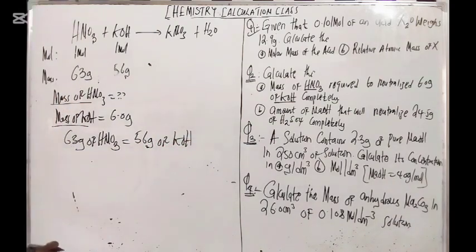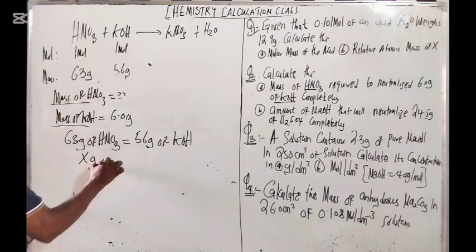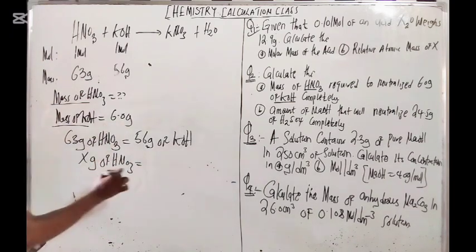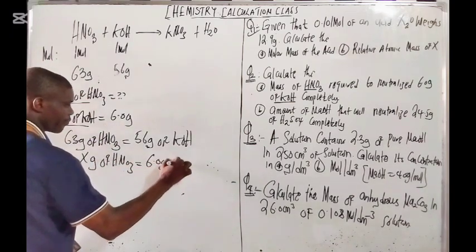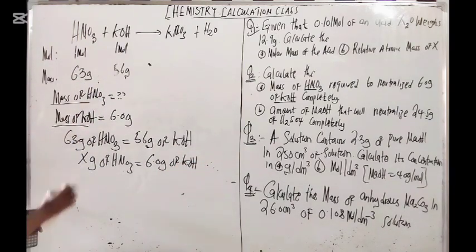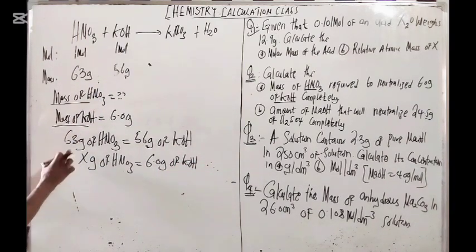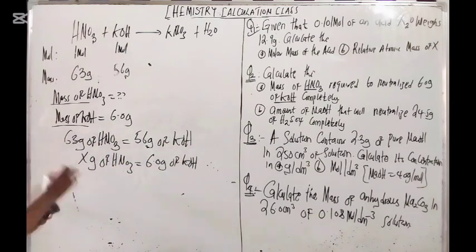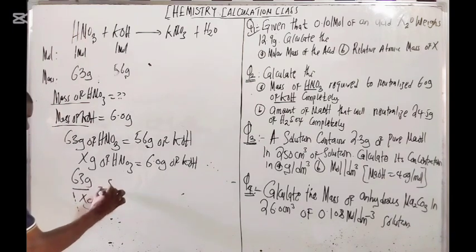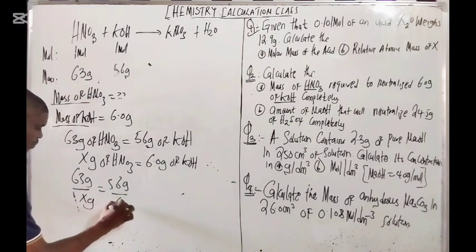They're asking us to look for the mass of HNO3. So here would be S gram of HNO3 equals to what they gave us, 6.0 gram of KOH. Can you see that? Let us take the values. So here we have 63 gram over S gram equals 56 gram over 6.0 gram.